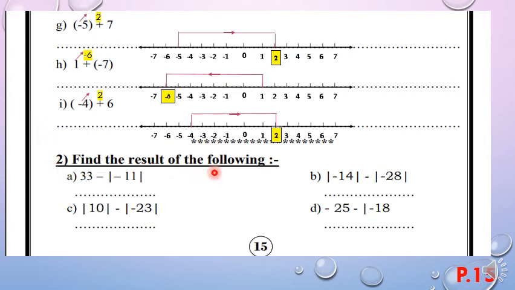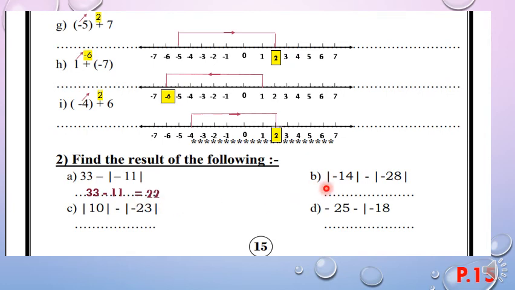Number 2. Find the result of the following. Letter A. 33 minus absolute value of negative 11. What's the absolute value of negative 11? It means 33 minus 11 equals 22.